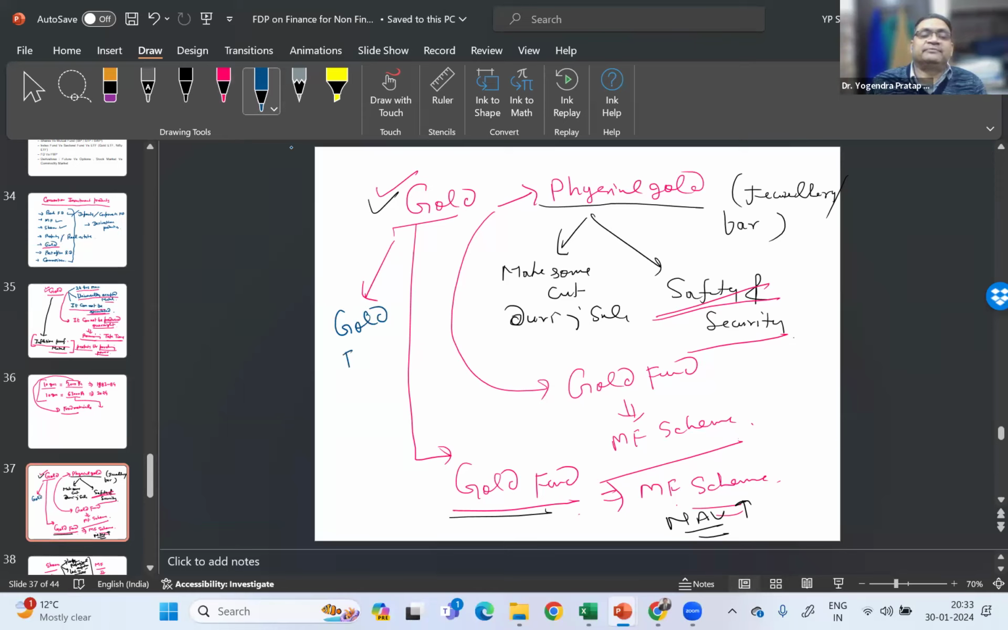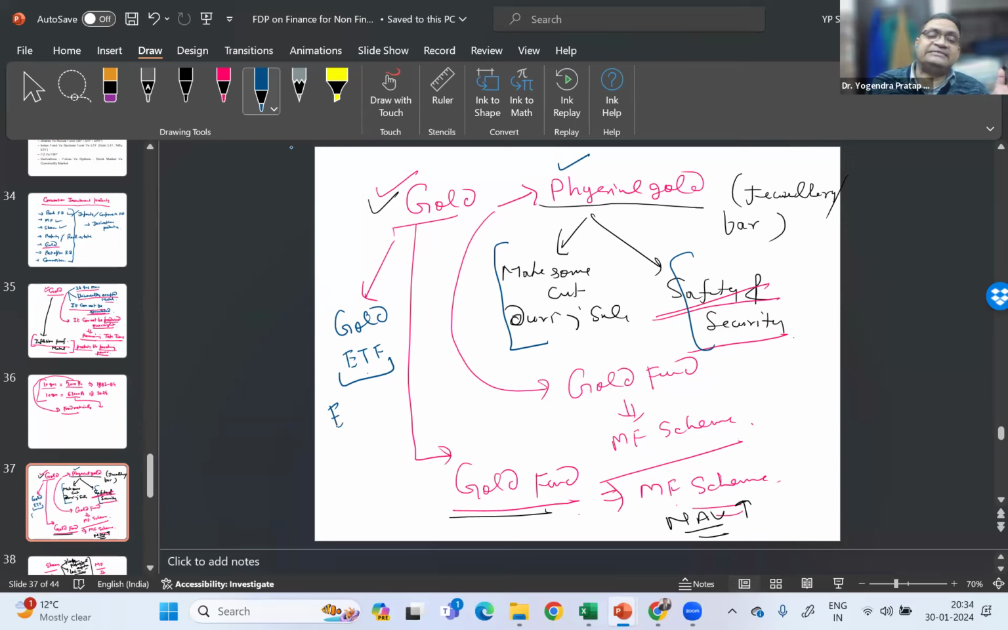Gold ETF. This is one of the innovative products, and it is the solution for all the problems. If you actually want to invest in gold, investing in physical gold has issues. Investing in a gold fund, a mutual fund scheme, is not a substitute for physical gold investment. The only solution to physical gold investment, which overcomes all these issues like cutting from the gold, dismissal, safety and security, is the gold ETF.